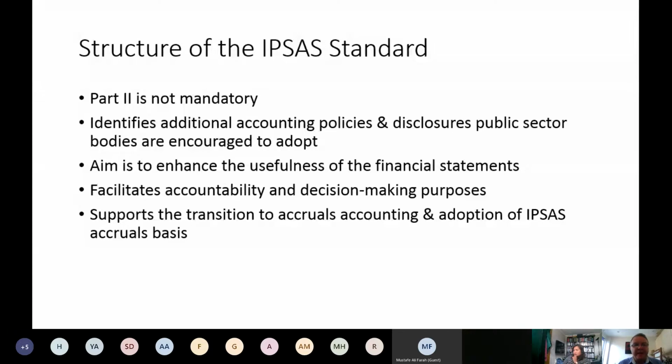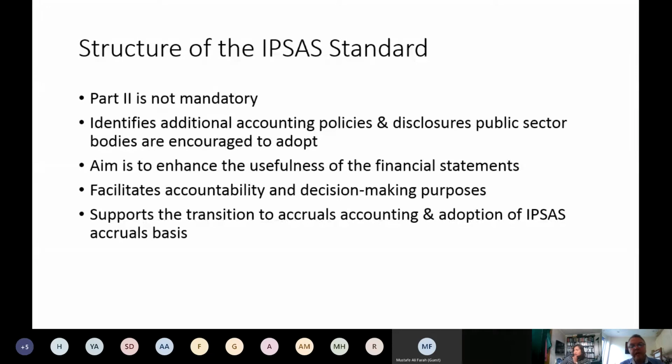Okay, so from that perspective, it does help the accountability and decision-making purposes in relation to the whole financial statements. Remember, I know I keep going on about this, but the financial statements must be standardized. They must be shared. They must be easy to follow. By having more and more information per the IPSAS in there, that's what's going to happen. That's what you'll be able to do. Because remember, ultimately, that's what IFAC wants you to do.